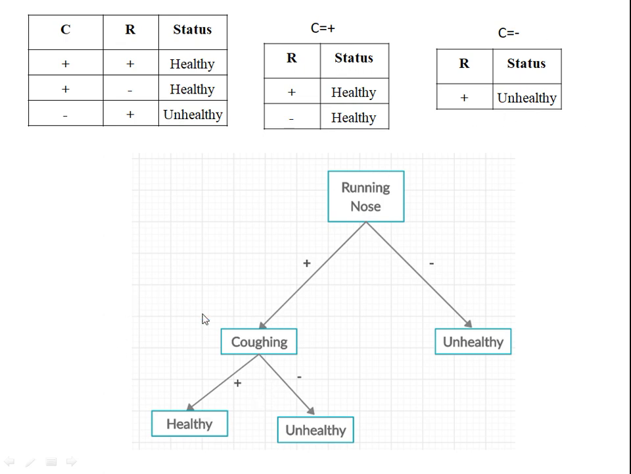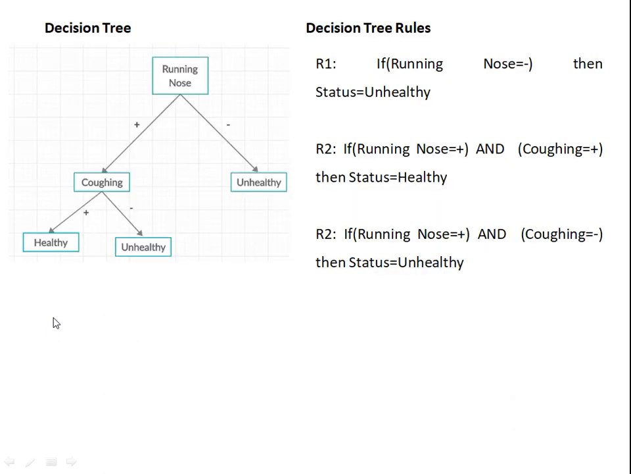So this is our final decision tree. From the decision tree we need to write down the decision rules so that they are easily understood by the final end user. What are the rules we are getting?